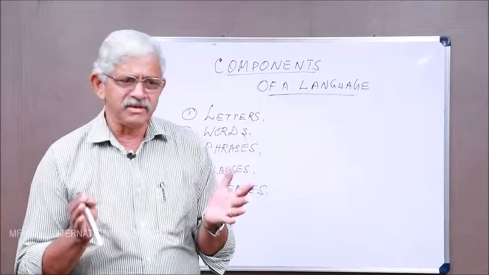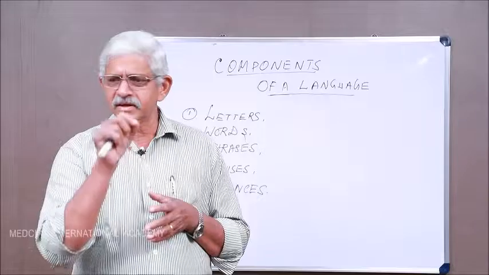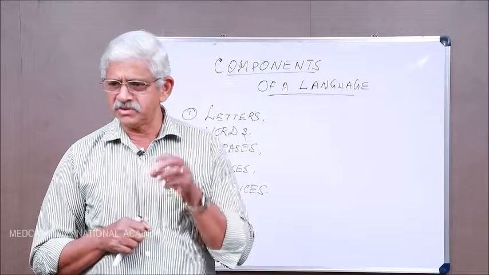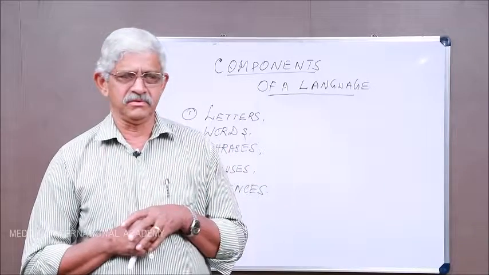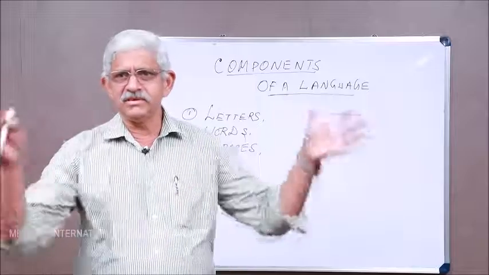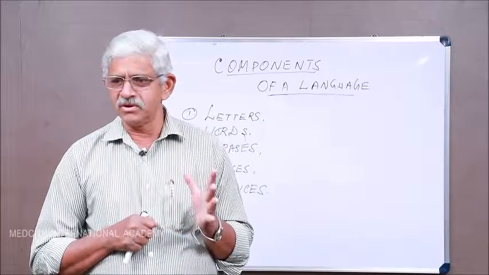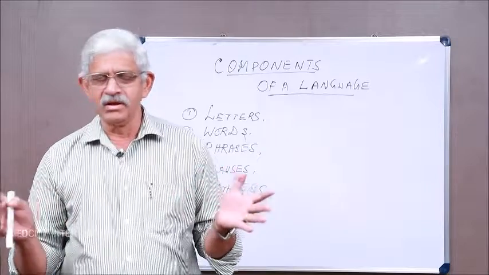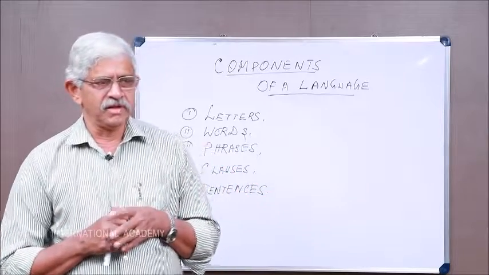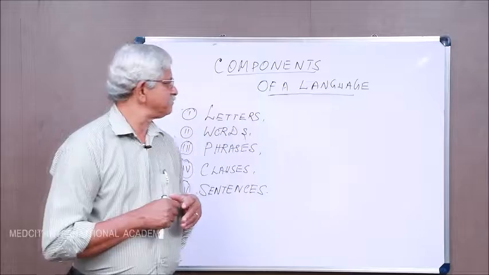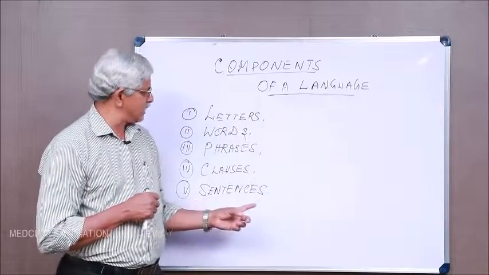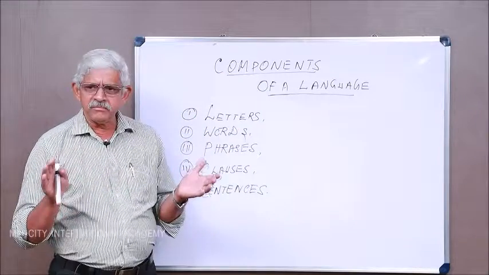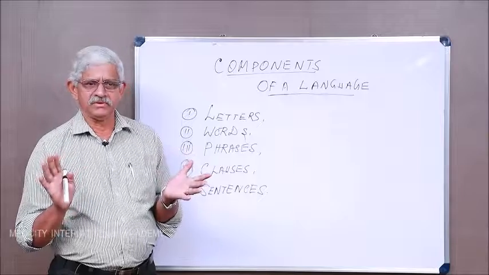Now we say systematically because there are certain rules which govern the use of language. And this set of rules together is called grammar and structure. Every language has its own grammar and structure. Today we shall try to understand the main components of a language.